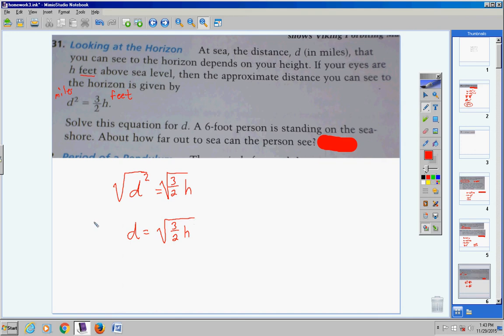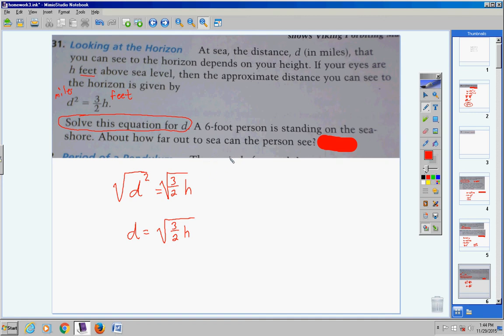Now, I know that I'm finished. I know that I solved for d because d's all by itself, okay? So step 1 is done. Solve this equation for d. Now next, a 6-foot person is standing on the seashore. How far out to sea can the person see?